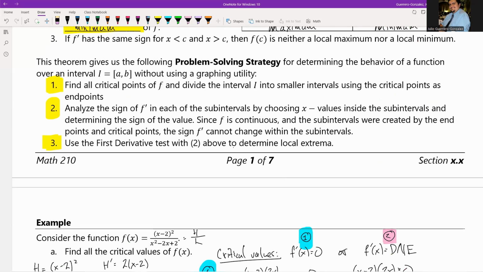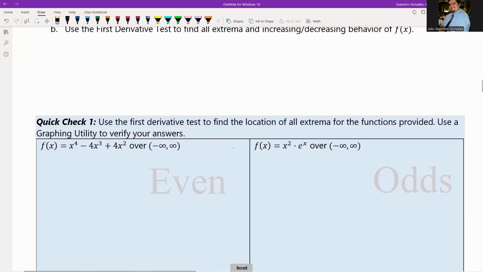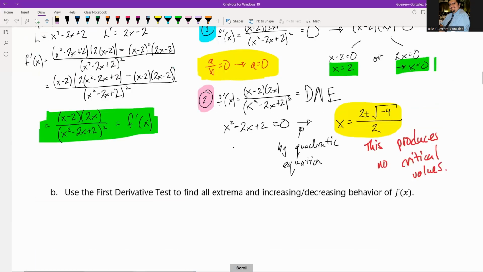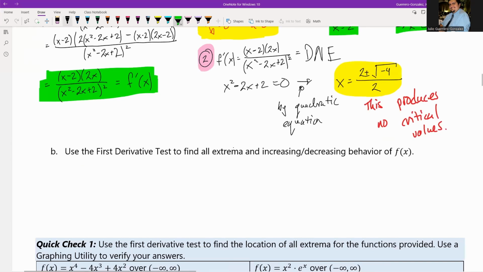Okay, we found all critical values, and what we're about to do is divide our number line into smaller intervals. And then we're going to do step 2, which is analyzing the sign. This is the thing that I want to put a little bit of emphasis on. So what I'm going to do is this. I'm going to draw a number line. Actually, I'm going to make it a little bigger.